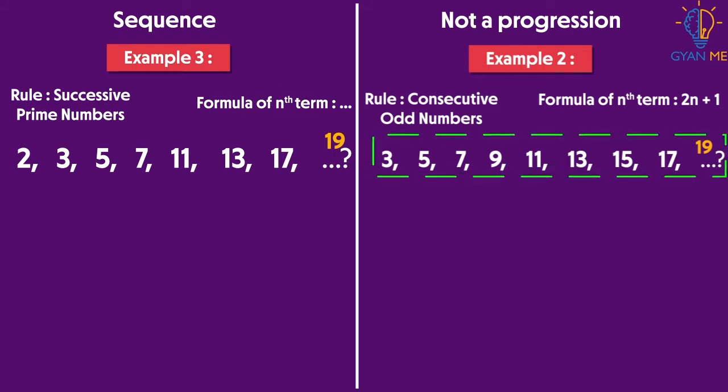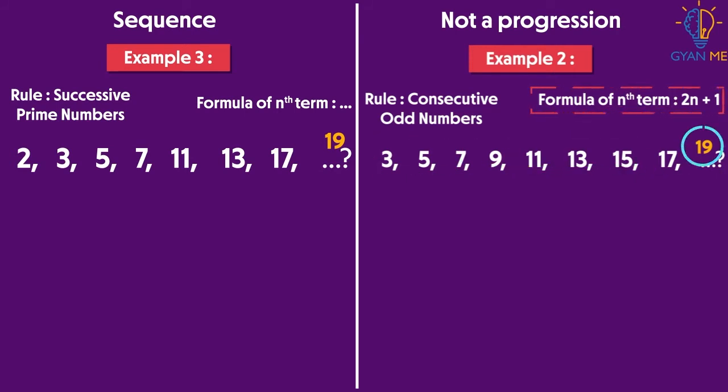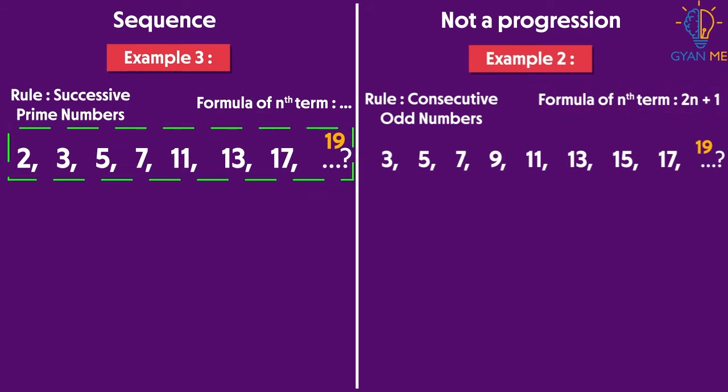Therefore, 3, 5, 7, 9, 11, 13, 15, 17 and so on represents a progression, where the nth term is given by 2n plus 1. And on the other hand, 2, 3, 5, 7, 11, 13 and 17 represents a sequence and not a progression. Because although it is based on a definite logical rule, that is prime numbers, there is no formula to calculate its nth term.